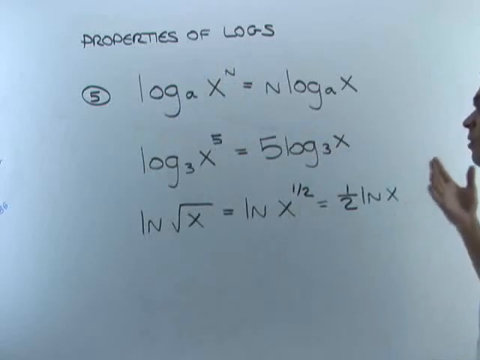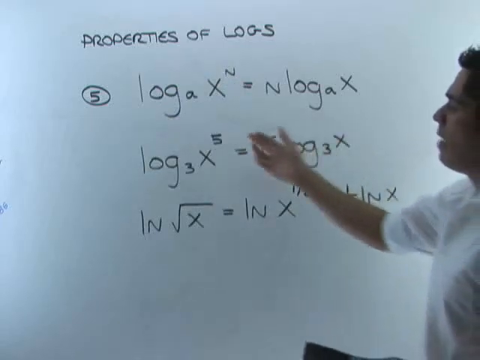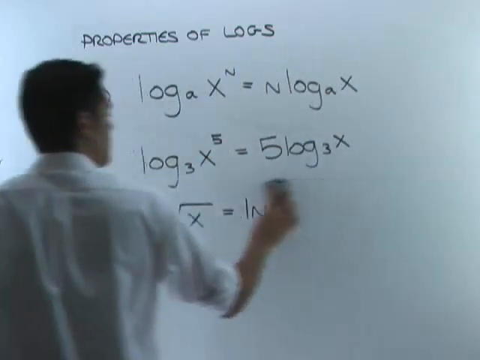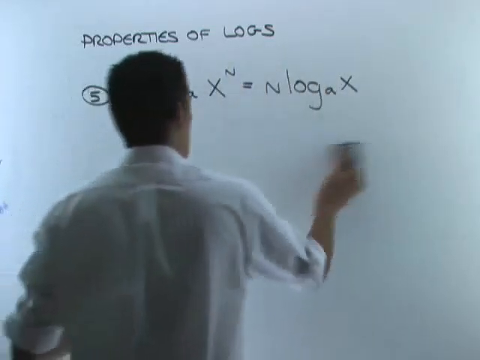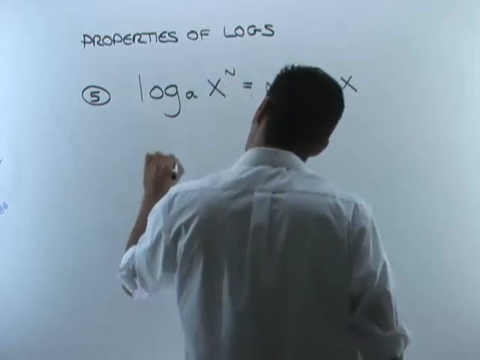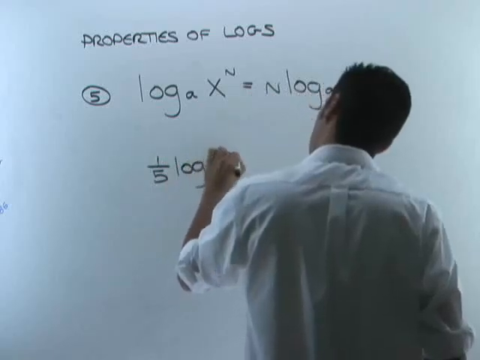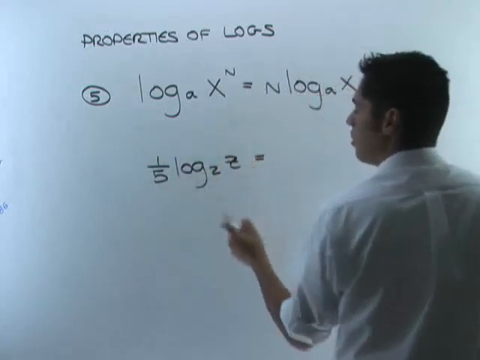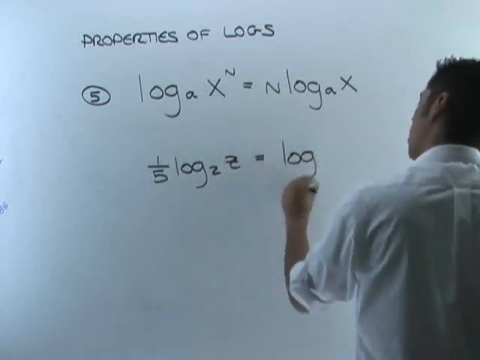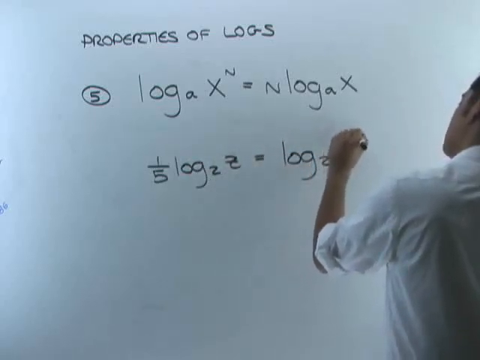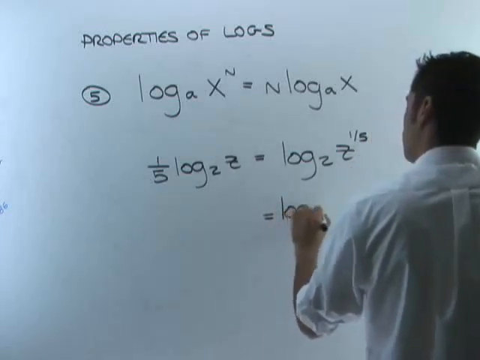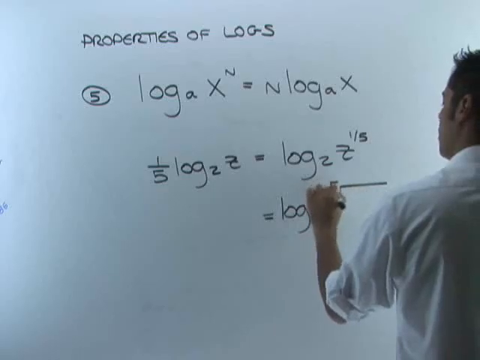Now, what if someone wanted you to go the other way, and they wanted you to, instead of pull the power out, start with the number in front and use the property backwards? Let me do that. What if we have 1/5 log base 2 of z? Okay, what we could do, we could take the 1/5 and we could put it up on the z. So this would become log base 2 of z to the 1/5. And then you could write that as log base 2 of the 5th root of z.